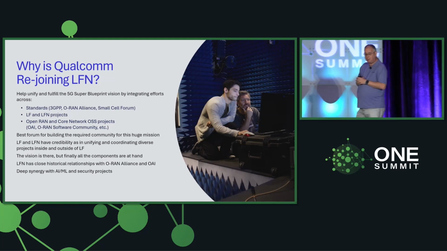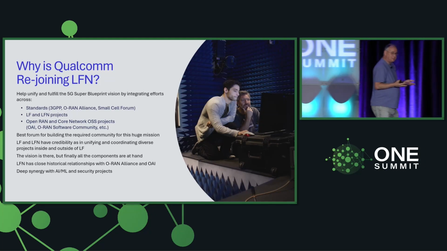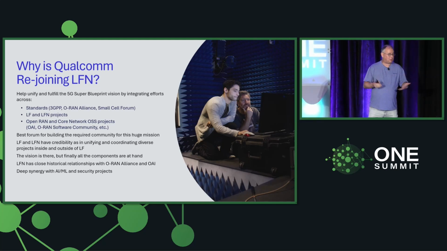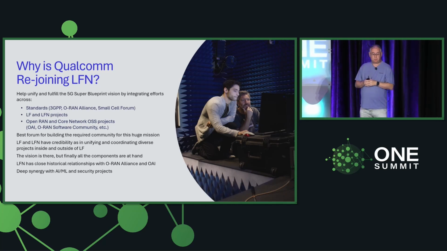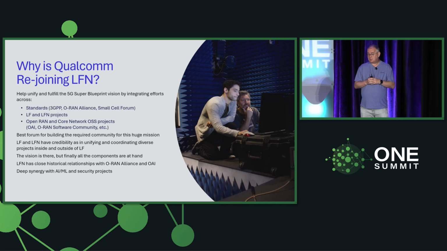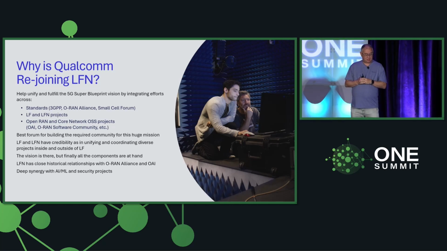So why are we rejoining? Well, we're rejoining to help with this. Because as I said, this is critical to Qualcomm. It's important to Qualcomm. So we're helping to unify and fulfill the 5G Super Blueprint vision by integrating the efforts across standards, anything from 3GPP, O-RAN, Small Cell Forum, and of course the various efforts going on within the Linux Foundation, and then of course the Open RAN and the core network open source projects. And we, as I said before, think LFN is the best forum for doing that. And of course, there's also a lot of deep synergy there around all the AI and machine learning programs, as well as the security projects.